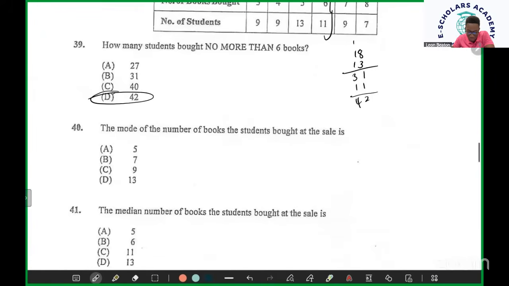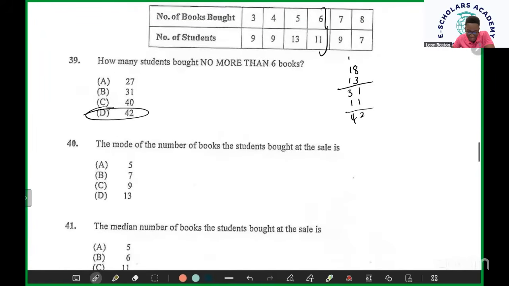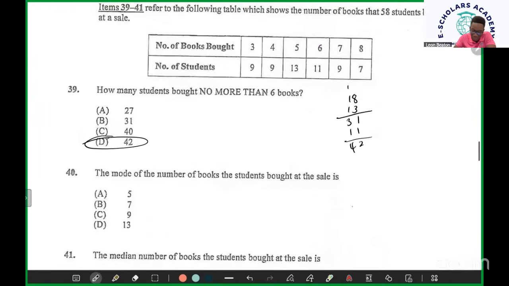The mode number of books the students bought at the sale. We see 13 students bought 5 books. So the mode number of books bought would be 5, which is A.